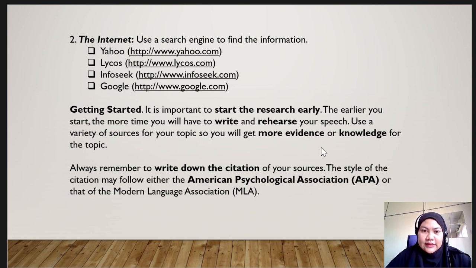And then it is stated here that it is important to start the research early. The earlier you start, the more time you will have to write and rehearse your speech. This refers to our first assessment that will be conducted in week 5. So at this point, you could start looking for a partner and have some plan in your mind on what you are going to use for the presentation.